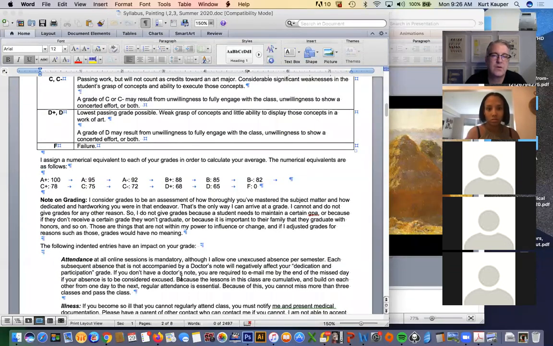So in other words, I don't give grades because a student needs to maintain a certain GPA, no matter how passionately they tell me that, or because if they don't receive a certain grade, they won't graduate, or because it's important to their family that they graduate with honors, and so on. Those are things that are not within my power to influence or change, and if I adjusted grades for reasons such as those, then grades would have no meaning.